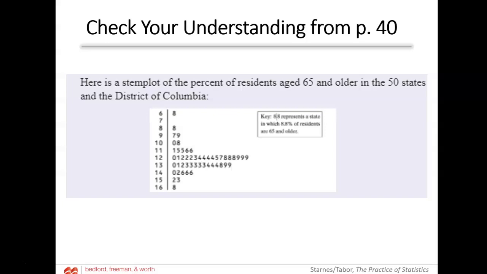All right, so here's a stem plot of the percent of residents age 65 and older in the 50 states and the District of Columbia. So that'd be 51 entries, huh? And there's a key there. It's super blurry. It says 8|8 represents a state in which 8.8% of the residents are 65 or older. The key is really key, guys. It's really important because for someone just walking in, if they didn't see that key, they might think 6|8 meant 68%, but it's really 6.8%. So that's important. All right, so there's the stem plot.